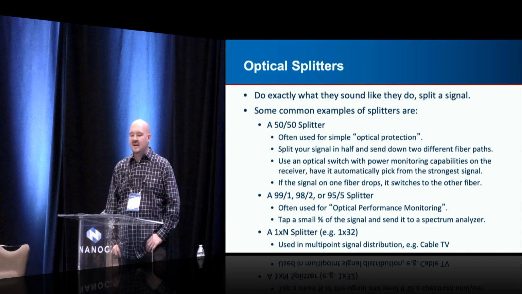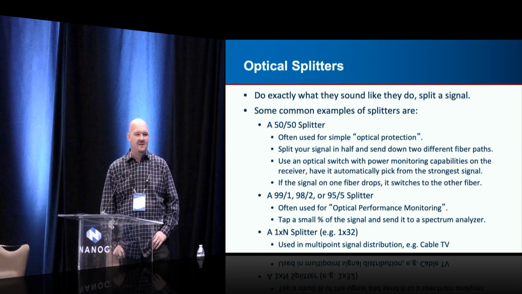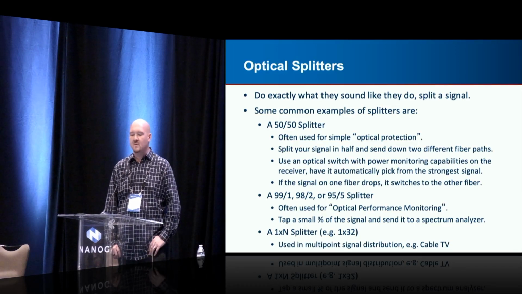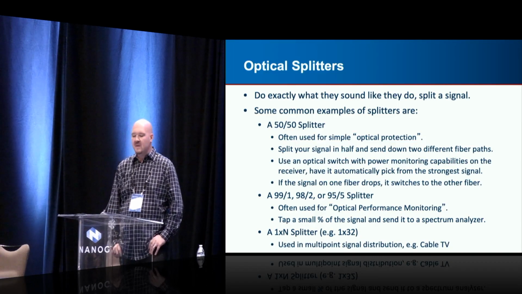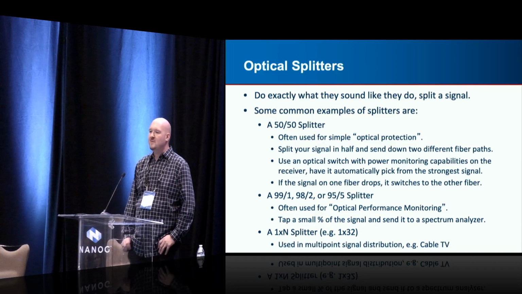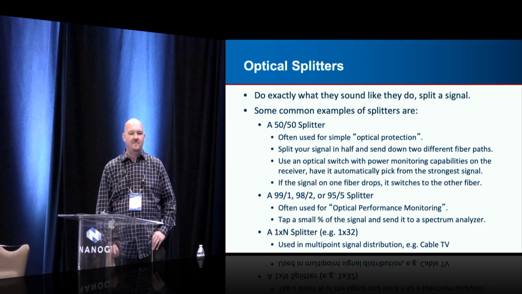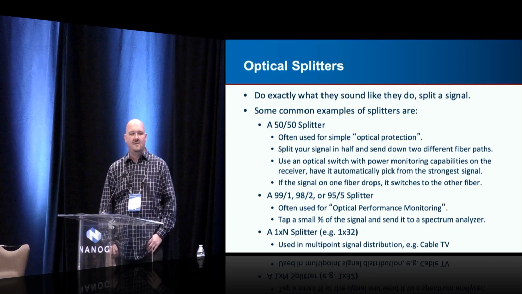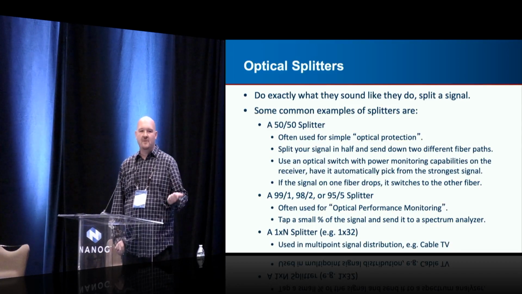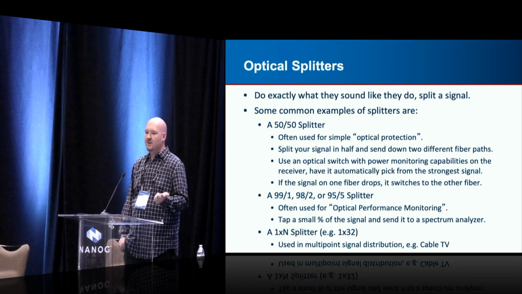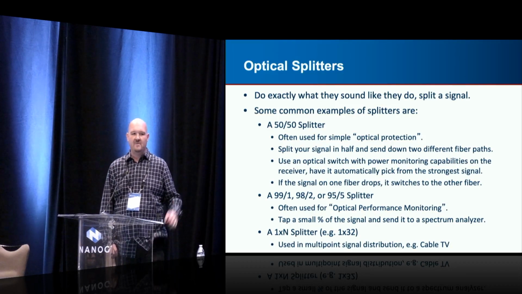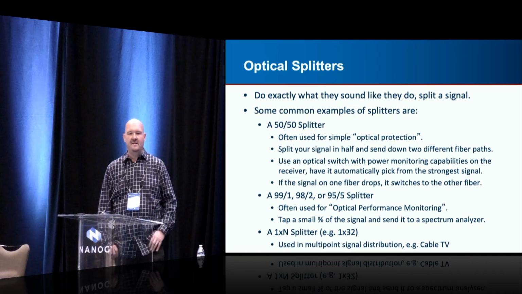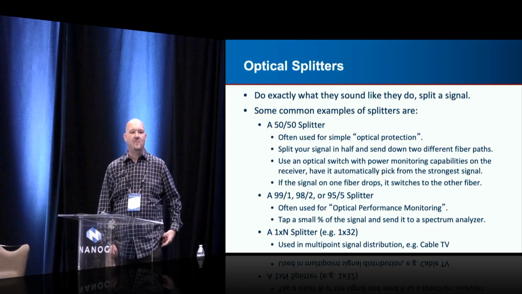You also see a 99.1 or 98.2 or 95.5, depending on the exact specifics, but it's a very small splitter you'll see used for what's called OPM, optical performance monitoring. So what happens here is you split off a very small percentage of signal and send it to a spectrum analyzer. Now you can look at it remotely and say, what's actually going across this fiber? Is my OSNR good? Are my channels good? Are my power levels good? You're able to look at the whole thing from a sample point where you have a small splitter. And a lot of muxes and amps will have these little monitor ports built in.